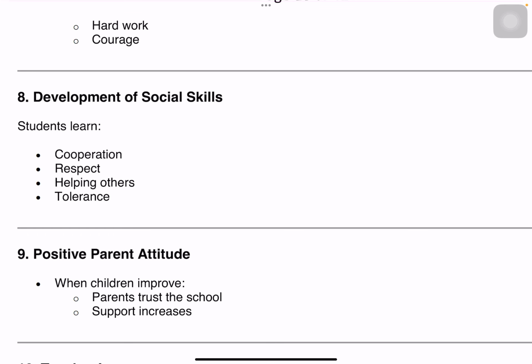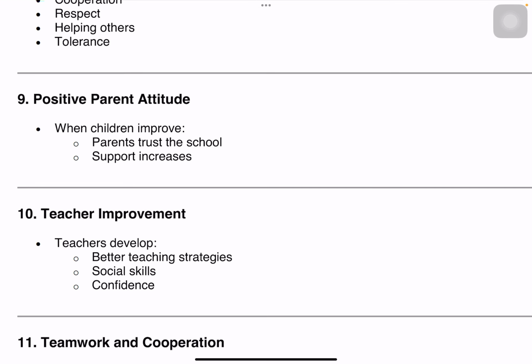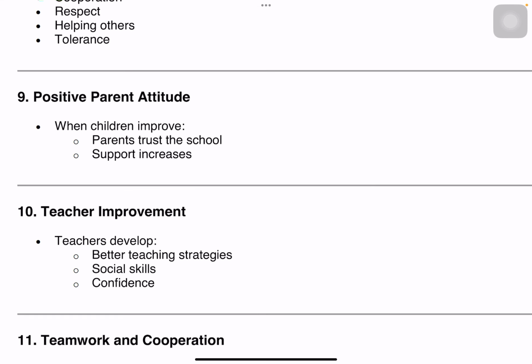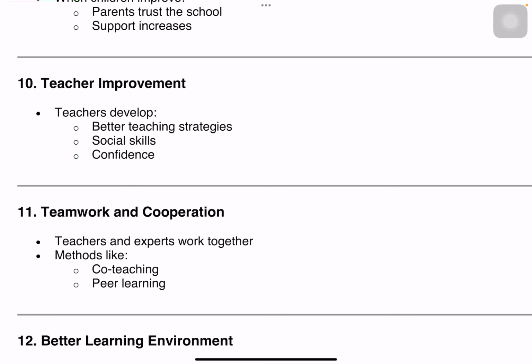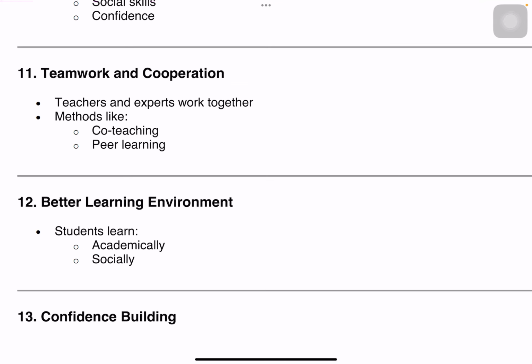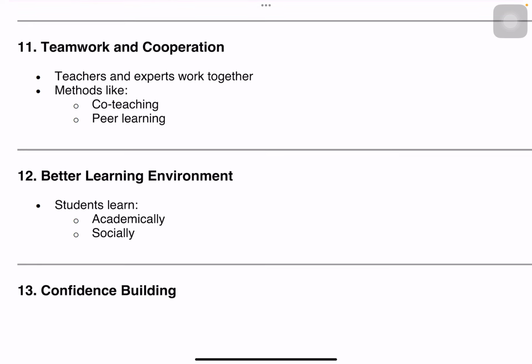Development of social skills. Students learn cooperation, respect, helping others, tolerance. Positive parents' attitude. When children improve, parents trust the school. Support increases. Teacher improvement. Teachers develop better teaching strategies, social skills, confidence. Teamwork and cooperation. Teachers and experts work together, methods like co-teaching, peer teaching.